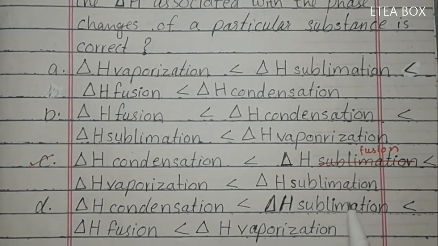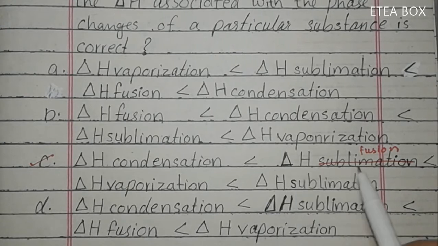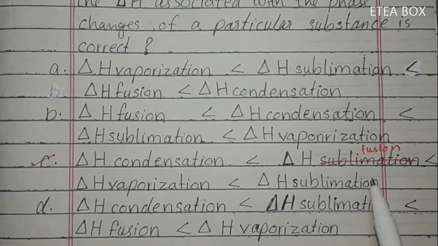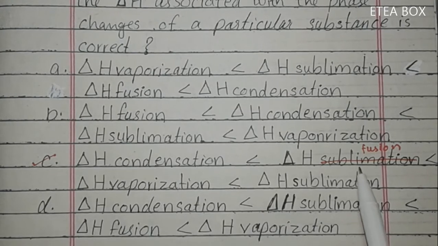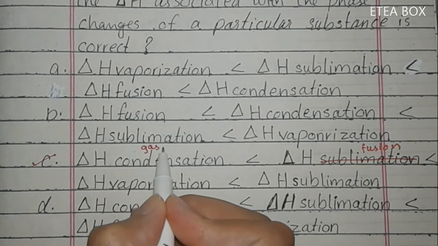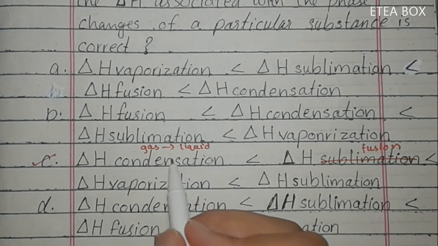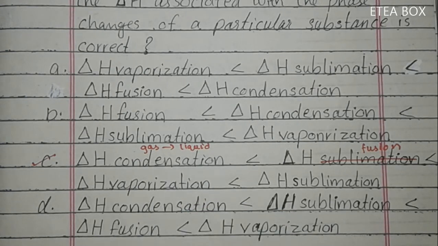When the solid is directly converted into gas, it requires a greater amount of energy. When the liquid is converted into gaseous state, it requires less energy as compared to sublimation. Look at the fusion. When the solid is converted into liquid, it requires less energy as compared to vaporization. Now look at condensation. When the gaseous state is converted into liquid, it does not require energy at all. In turn it releases energy, so option C is correct.